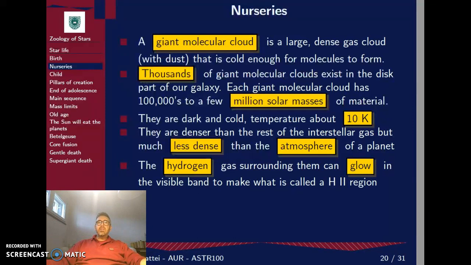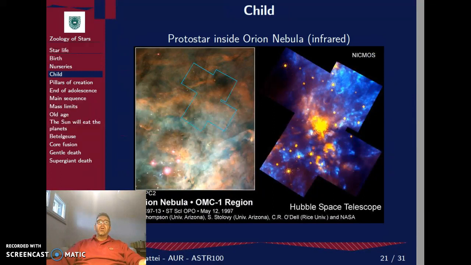The hydrogen gas surrounding the clouds can glow and can be visible, and we can see it in the H II region, which is the ionized hydrogen region we can see in the sky. Well, after that, there is a period when the stars are young.